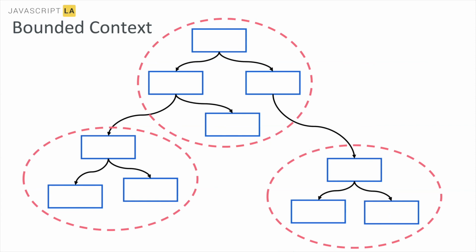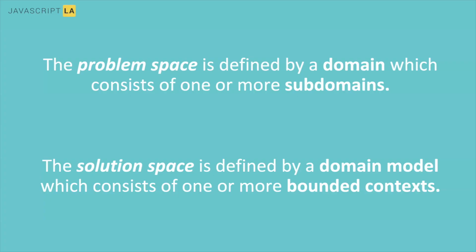The bounded context instead looks at what's actually there. So it refers to what's actually the technical solution set that makes sense as a cohesive chunk. To look at those side by side, the problem space is defined by the domain, which consists of one or more subdomains. Meanwhile, the solution space is defined by the domain model, which consists of one or more bounded contexts. So bounded contexts really refer to what's actually built, what's actually there.